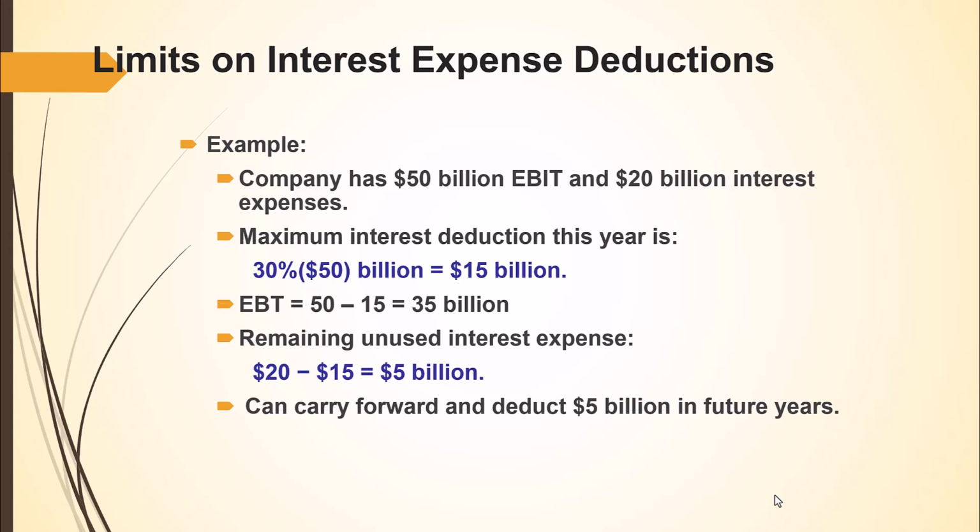Company has 50 billion in EBIT and 20 billion in interest. So the maximum interest deduction this year is 30% of the 50 billion EBIT, or 15 billion. So earnings before taxes would be 50 billion minus 15. So they'd have 35 billion in taxable income. So the remaining unused interest, 5 billion, they would carry that forward and deduct it against future years.